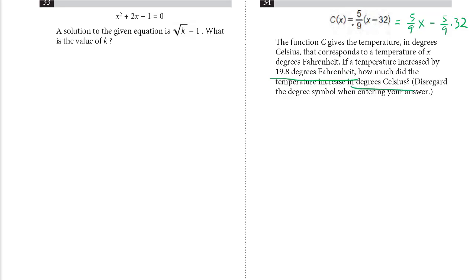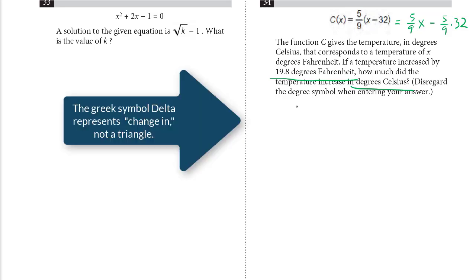Okay, well, I like to do a change on both sides of the equation. I'll note that as delta C equals 5/9 delta X. And note the delta of the constant, the numerical value, 5/9 times 32, is 0. It's a constant. By definition, the change of a constant is 0. So this leaves a pretty simple, straightforward change. Delta C equals 5/9 delta X. And we know what delta X is. That's the 19.8 degrees Fahrenheit increase.